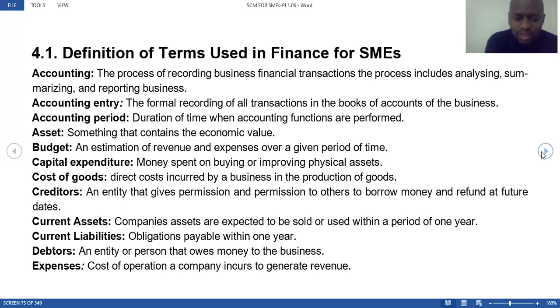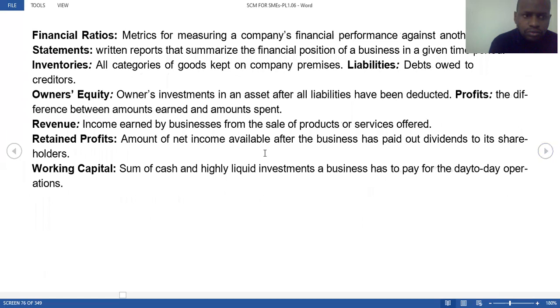Then we have expenses. Expenses is the cost of operation a company incurs to generate revenue. So sometimes you have to generate revenue, and for you to generate revenue, you have to spend money to make money. So the money that you spend is what we are referring to as the expense.